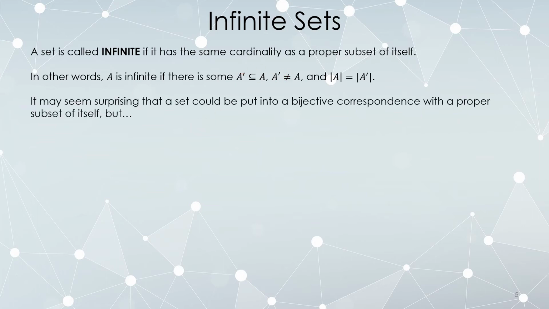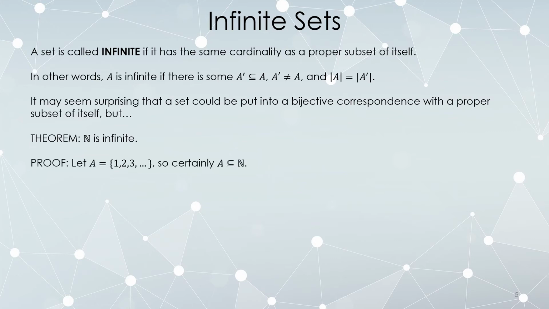So it might seem surprising at first that you can actually ever find an example of a set that can be put into a bijective correspondence with everything with some stuff removed. But we've already actually seen this, okay? The natural numbers are an infinite set.